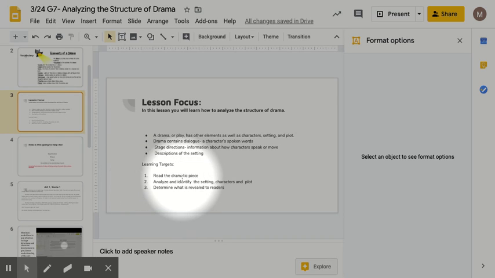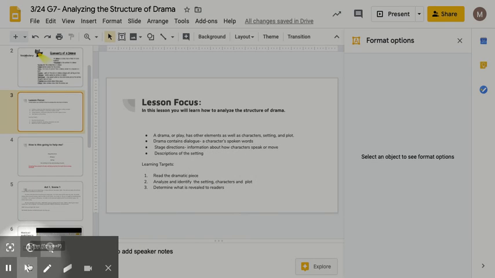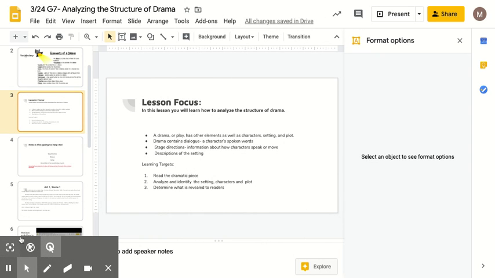First, we read the dramatic piece. We analyze and identify the setting, characters, and plot. And then we determine what is revealed to the readers, right? What is this telling us about the plot in general? What is this telling us about why we want to keep reading?